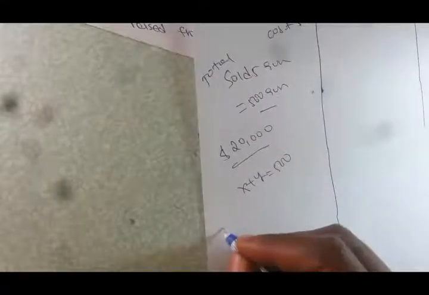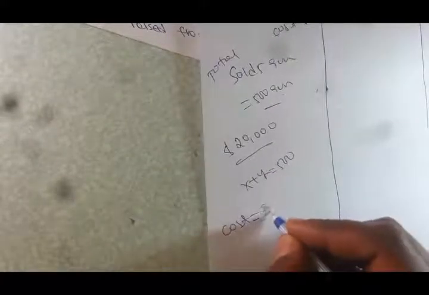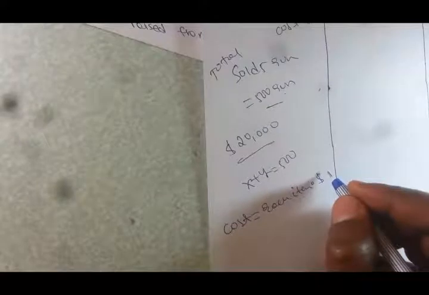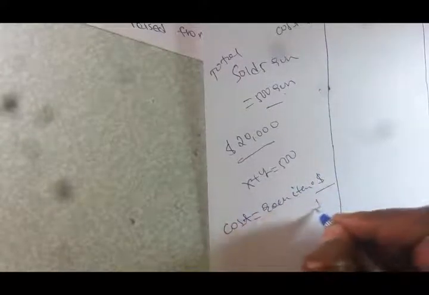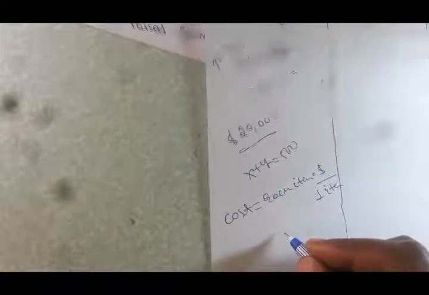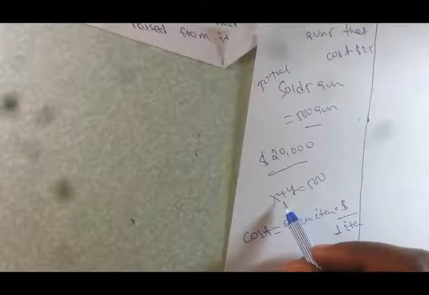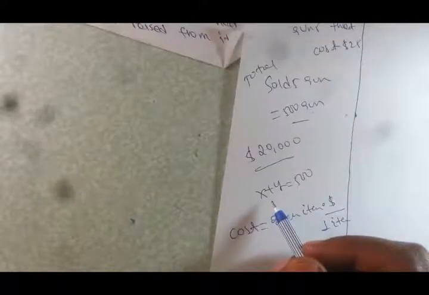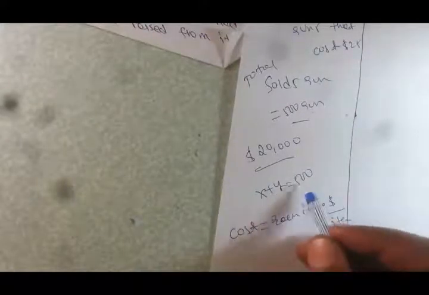And as you know, cost is equal to the number of items times dollars over one item. So we are given that the sum of the two guns is 500, because we don't know the number of guns that cost $30, and we don't know the number of guns that cost $50. But we know that the sum of these two numbers that were sold was 500.